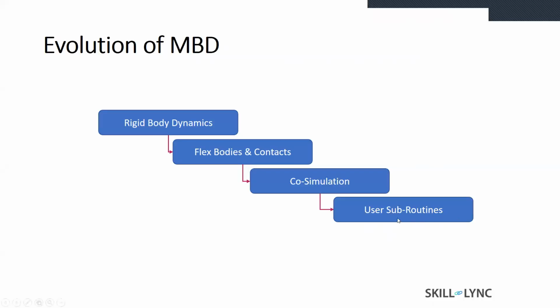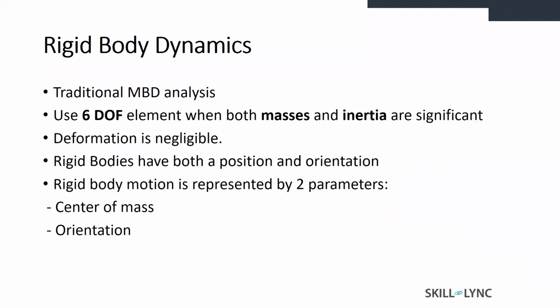And lastly, coming to the user subroutines, this is mostly done by advanced users. This is basically defining functions which will help in automating a process. And it is increasing in number these days because people are moving towards automation. So this is how MBD has evolved over the years, from rigid body dynamics to the use of subroutines. So let's now take each of these in detail.